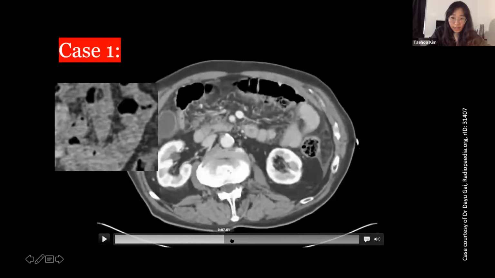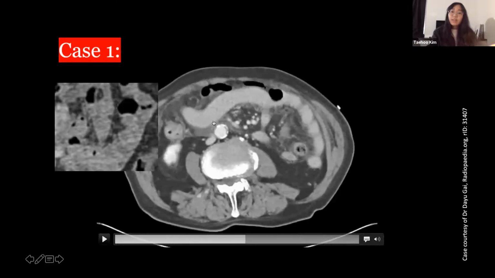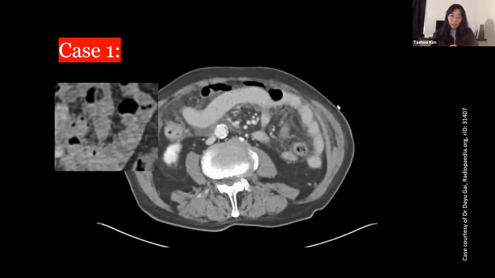So what I can tell based on this, if I only had this finding, I could have said it's either infectious enteritis, inflammatory enteritis, or it could be ischemic. But because I have free fluid, free air, and the context of trauma, I can confidently call this a small bowel perforation.